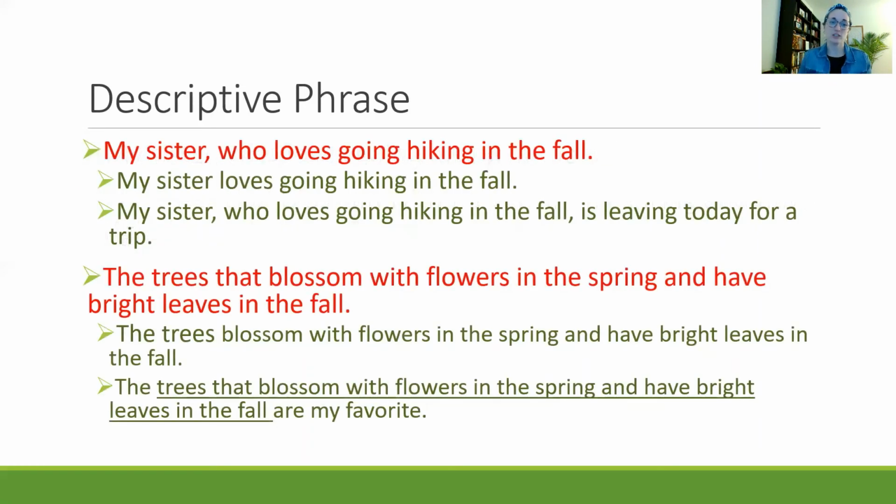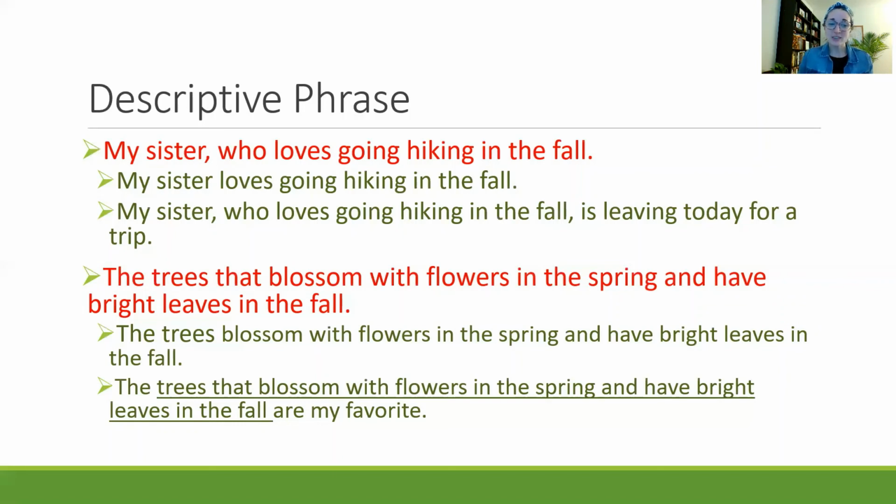We could change this to, my sister loves going hiking in the fall, and just take out the word who. That would be a complete thought. That's a simple sentence. We could also, though, add some more to this. We could say, my sister, who loves going hiking in the fall, is leaving today for a trip. Great. We've added on that predicate, which is leaving today for a trip, to go with our subject, my sister, and everything that's in between those commas is just extra description about my sister.